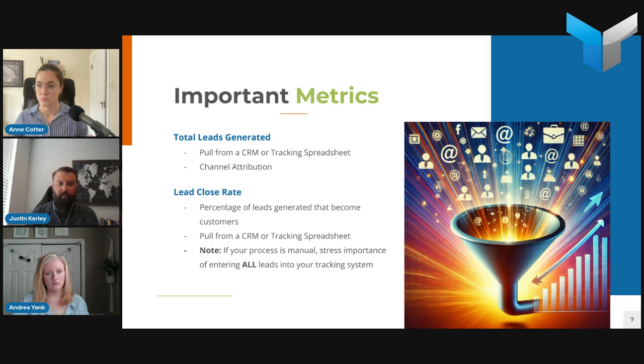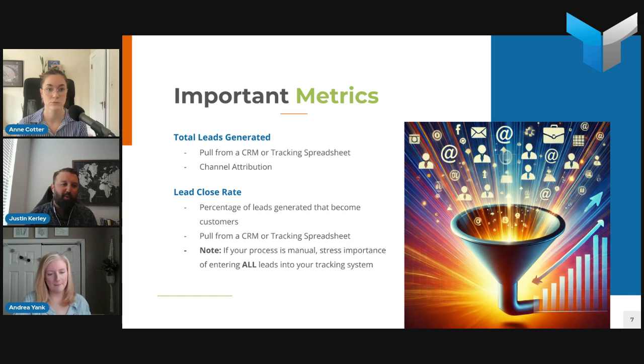Then there's your lead close rate, or essentially the percentage of leads generated that become customers. Again, a CRM or a tracking spreadsheet is going to be very good for you here. One thing that I do want to note, and this is where that people part breaks down sometimes, is if your process is pretty manual, you're relying on salespeople to manually enter any lead that comes in into your CRM or into your tracking system. You need to stress the importance of entering all leads into that tracking system.